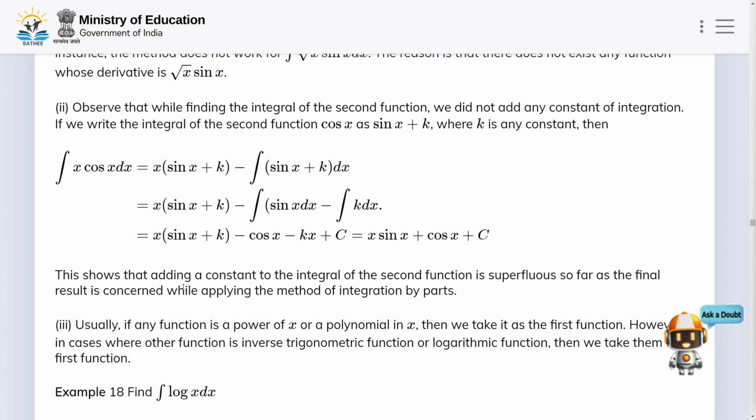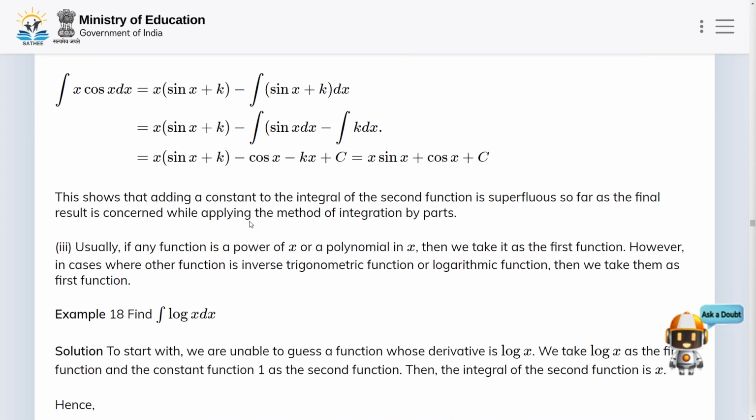So this shows that adding a constant to the integral of the second function is okay, so far as the final result is concerned while applying the method of integration by parts.